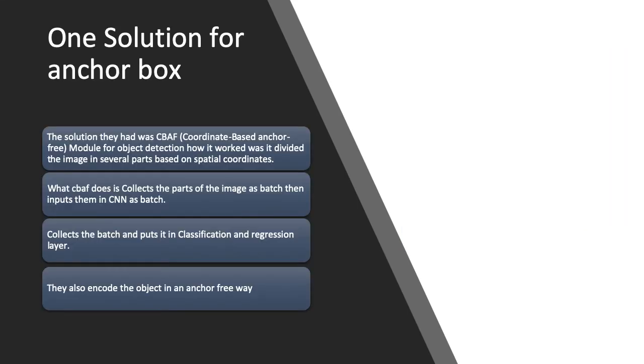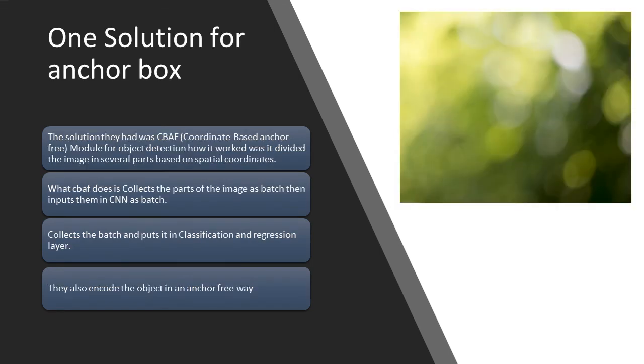One solution for the anchor box is the CBAF method. The CBAF method, or coordinate-based anchor-free module, is for object detection, and how it works is it divides the image into several parts based on spatial coordinates. What CBAF does is collect the parts of the image as a batch, then input them into a CNN as a batch, collect the batch and put it in the classification and regression layer. They also encode the object in an anchor-free way.